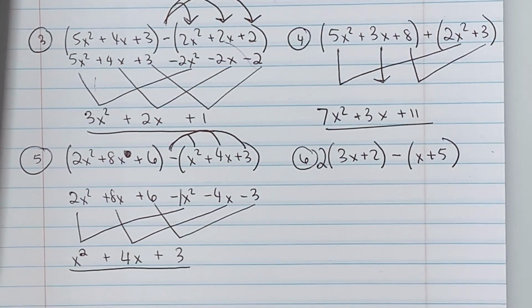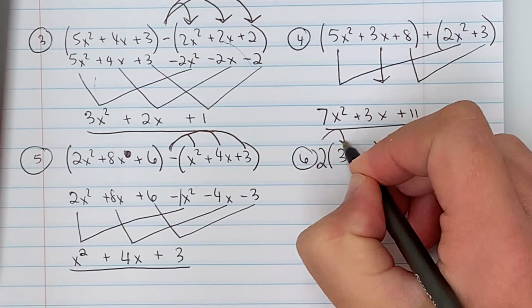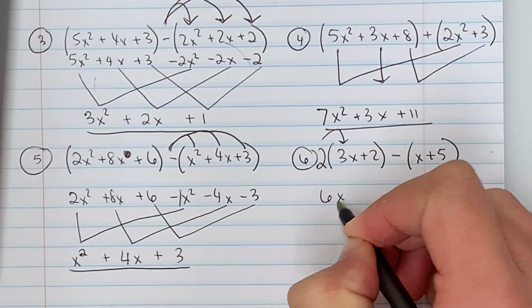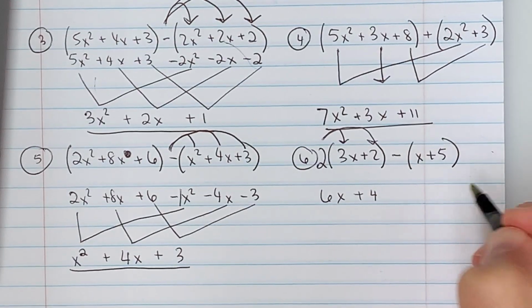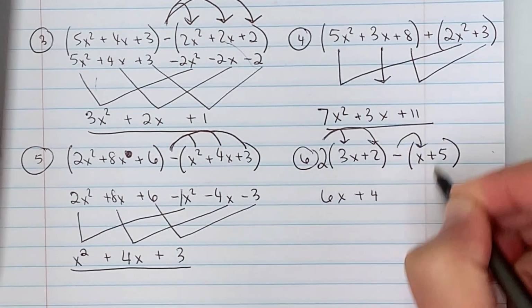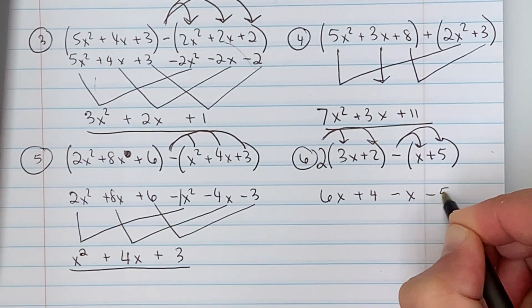All right, let's see if you got it right. So first I'm gonna start to the left. 2 times 3 would be 6, bring down the x. 2 times 2 would be 4. And then you distribute the negative. Negative times x is negative x. Negative times 5 is negative 5.